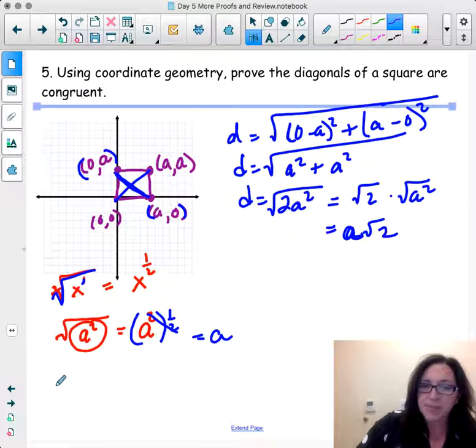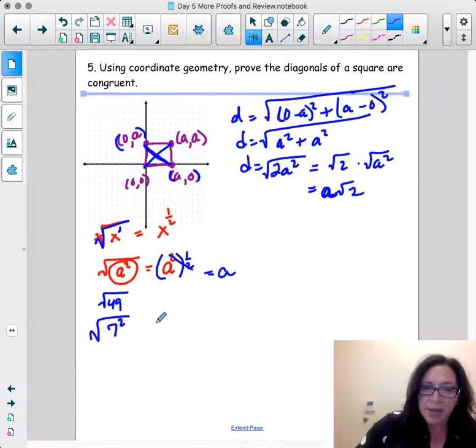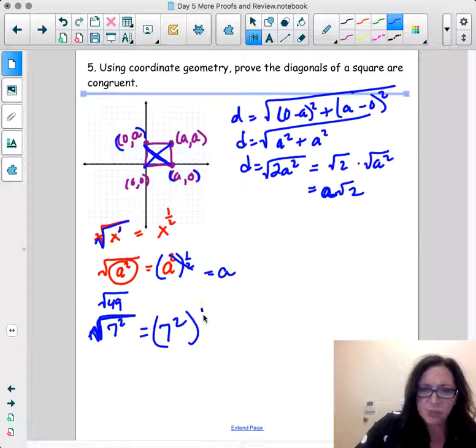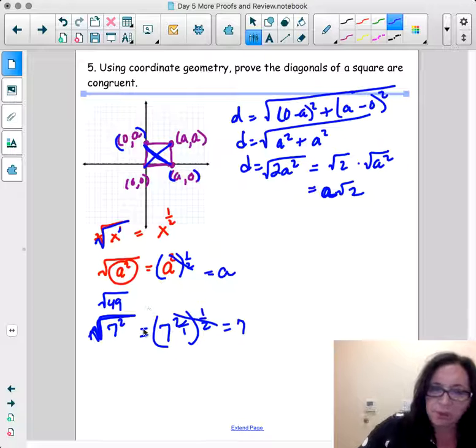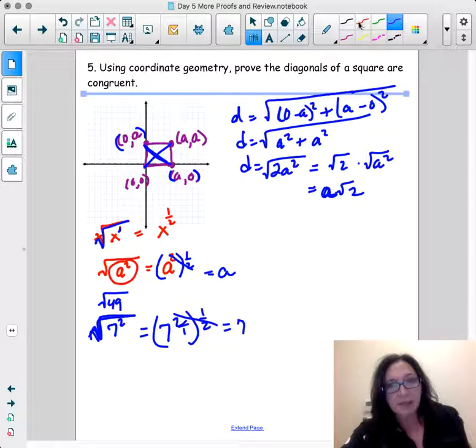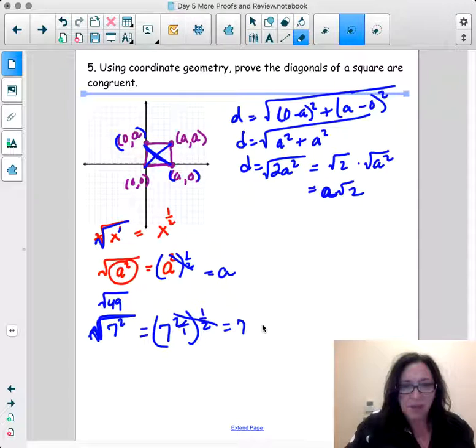Same thing goes for, like, the square root of 49. You can write it as 7 squared, so the square root of 7 squared. Well, that's the same thing as saying 7 squared is what's inside, and then you have this root, and that root is a half power, so that's to the 1/2 power. Well, the 2's are going to cancel. You end up getting 7. So the square root of 49 is 7 because of that. So anyway, that's kind of cool.